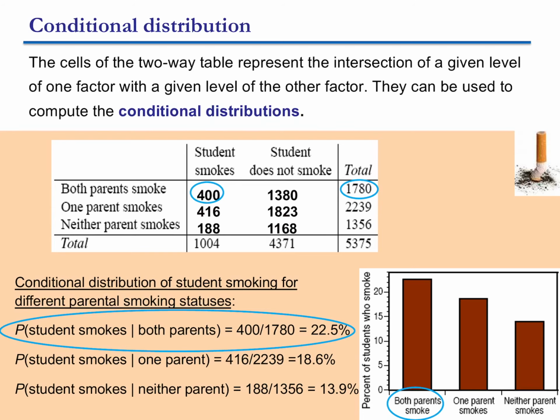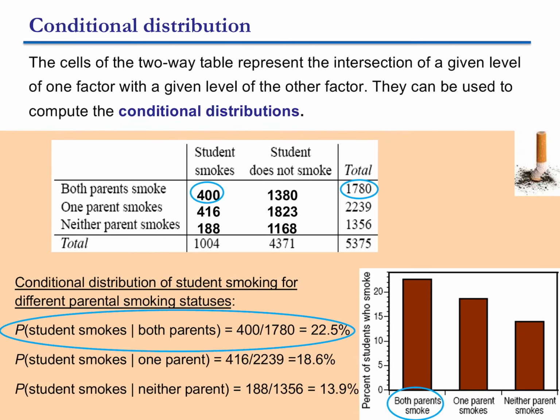All right, so what's the probability then that a student smokes and lives in a two-parent smoking household? 400 divided by 1780, 22.5%. What's the probability that a student smokes and lives in a one-parent household? 416 divided by 2239, 18.6%, and so on down the line.